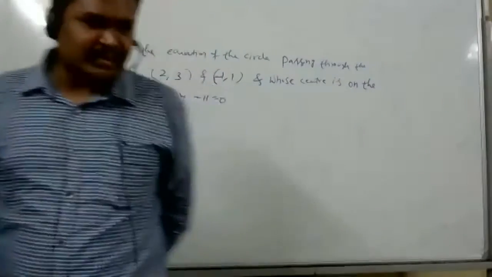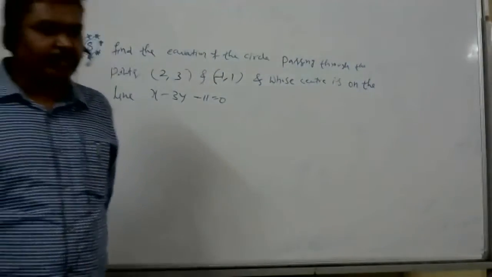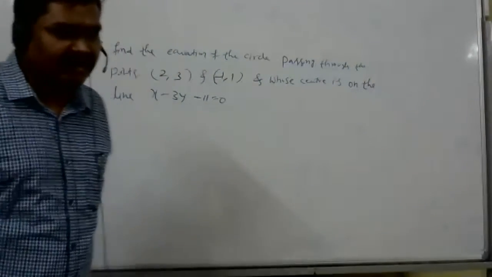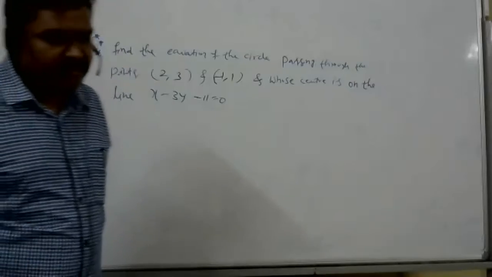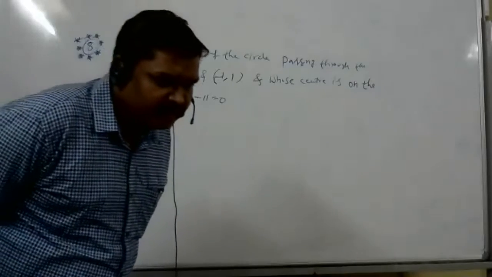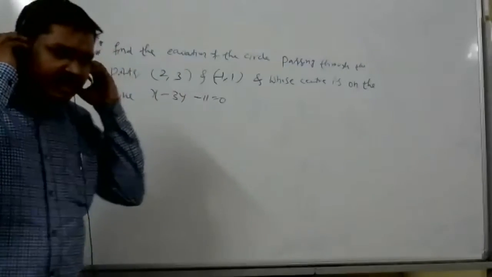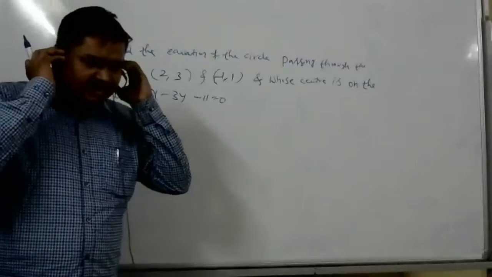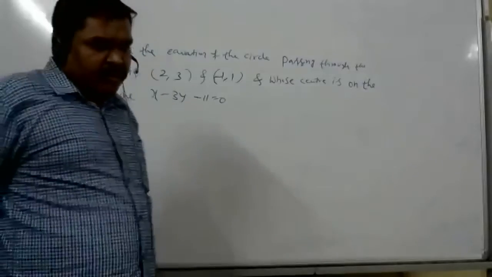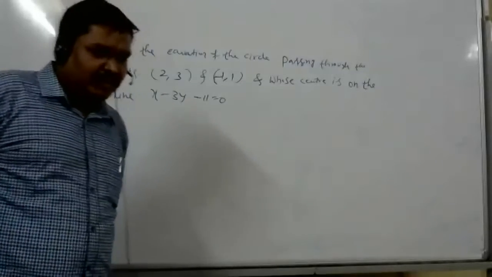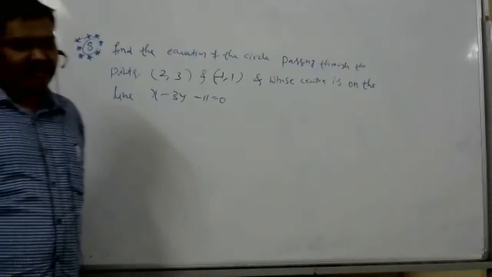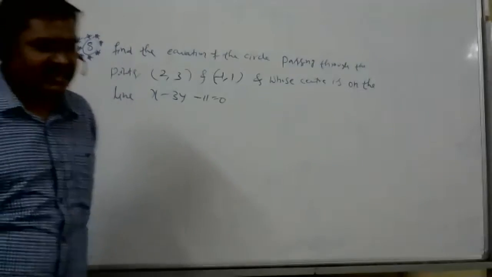Remaining only two concepts. Position of the point with respect to the circle. Sir? And only two concepts left. And next class completed in CBSE. Position of the point with respect to the circle and the equation of the circle in special cases.